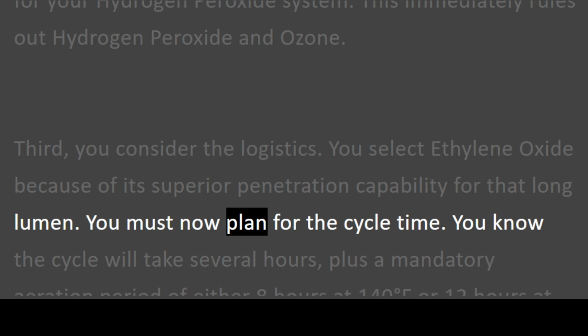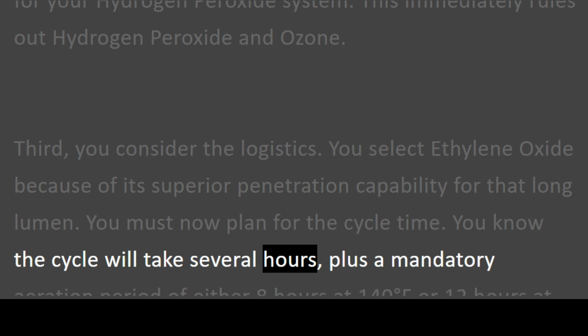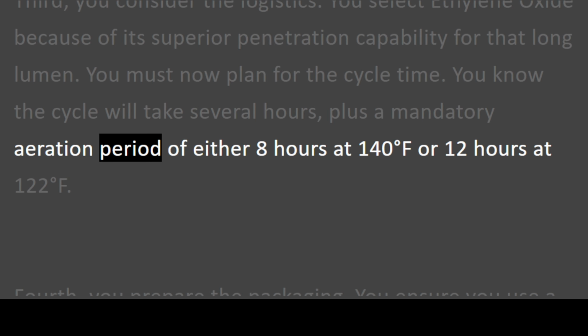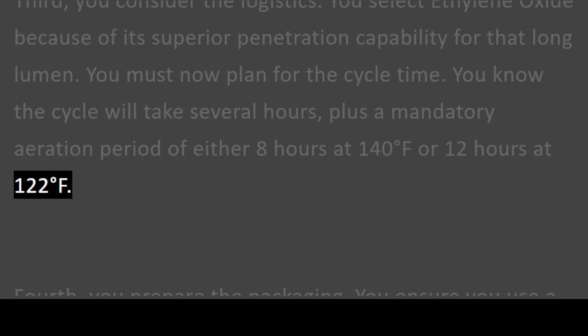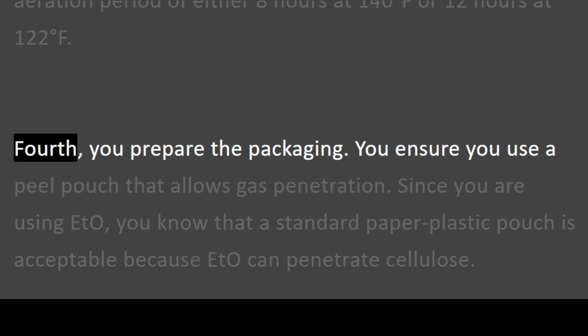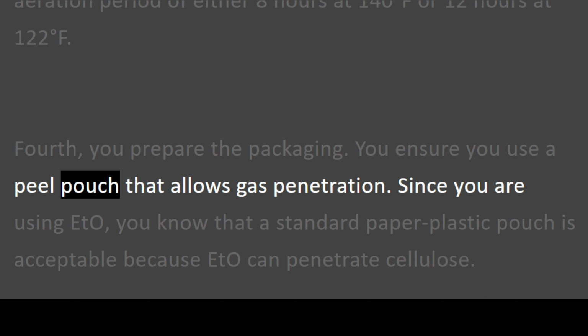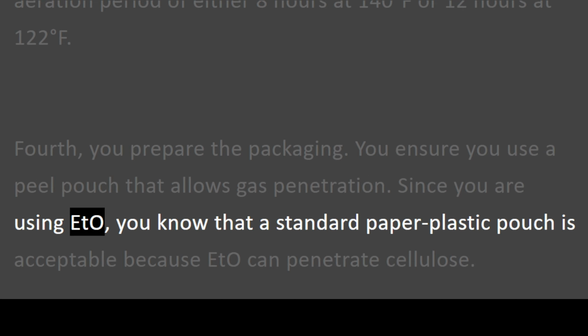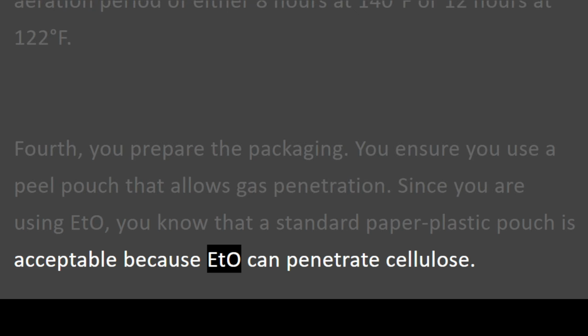You must now plan for the cycle time. You know the cycle will take several hours, plus a mandatory aeration period of either 8 hours at 140 degrees Fahrenheit or 12 hours at 122 degrees Fahrenheit. Fourth, you prepare the packaging. You ensure you use a peel pouch that allows gas penetration. Since you are using EtO, you know that a standard paper plastic pouch is acceptable because EtO can penetrate cellulose.